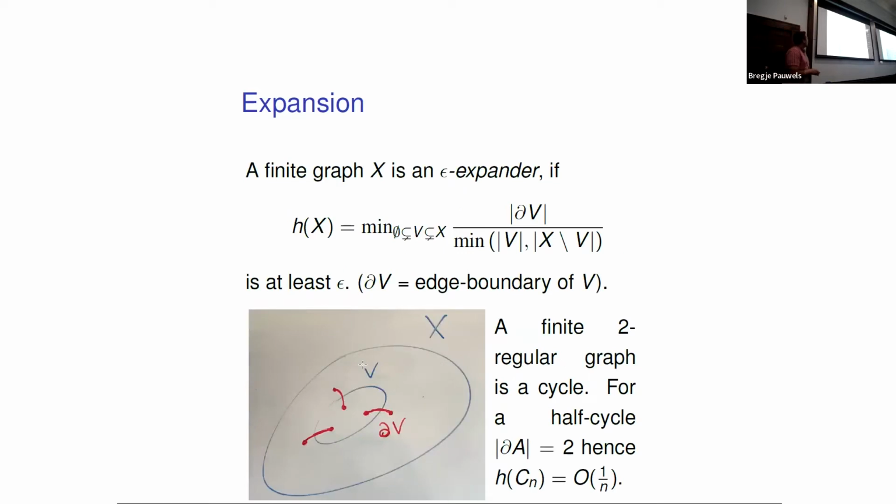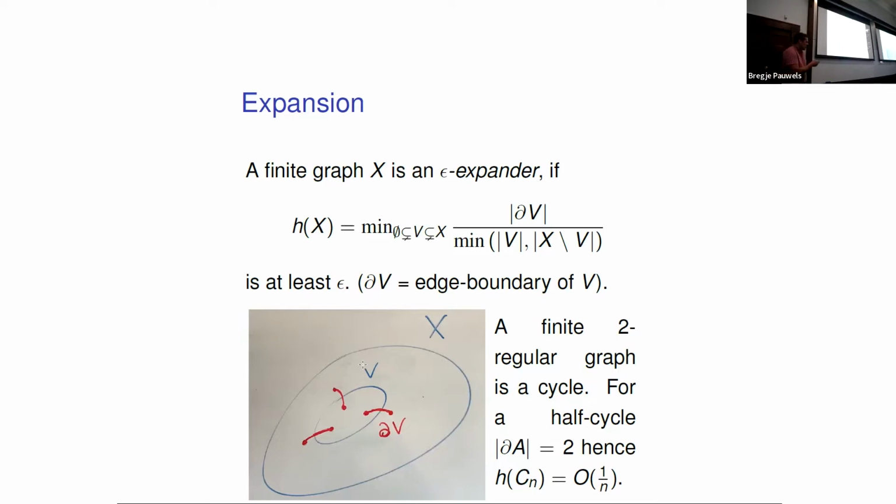So a finite graph X is called an epsilon expander if h(X), this notion which is sometimes called the isoperimetric constant because it's somewhat analogous to something in differential geometry, is at least epsilon. What does this h(X) measure? Well, in your graph X, you can consider a subset of vertices V, and you want this particular subset of vertices V to be well connected to the rest of your graph. You wouldn't want there to be some people who are very badly connected to the rest of the world. Everybody needs to be reasonably well connected.